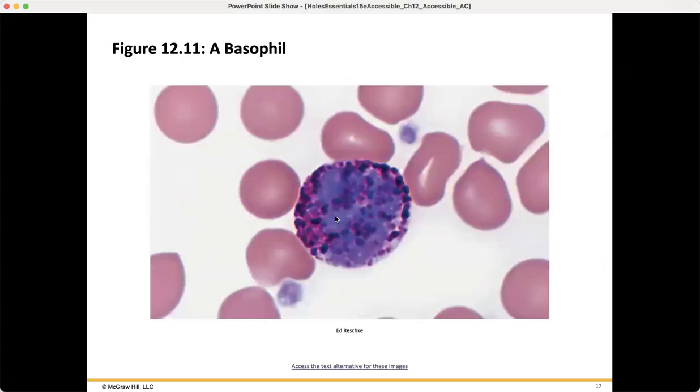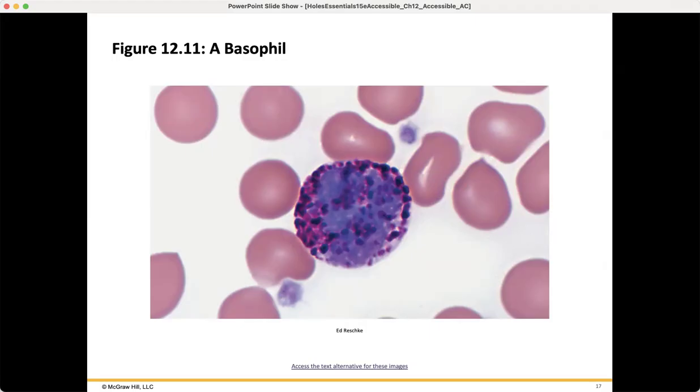Last of our granulocytes is the basophil. Basophils also have these multi-lobed nuclei, but the granules inside of them are very large, and when they stain, they almost obscure the nucleus. This is what this basophil looks like. And again, the basophil is the one that releases heparin and histamine in response to call other cells to the area.